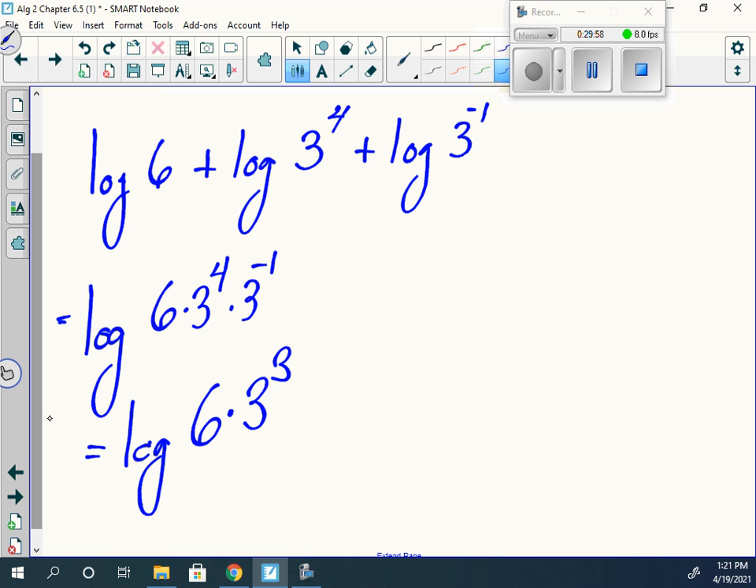We could have also written this as log of 6 times 3 to the 4th over 3. Well, 3 to the 4th over 3 would simplify to 3 to the 3rd. It would be the same property. You can do it either way, because this here will still come back here. That's why those two properties work so well. When we have like bases on top and bottom, we subtract the exponents, so 4 minus 1 is 3. When like bases are being multiplied, we add them. 4 plus negative 1 is still 3. So it works either way.